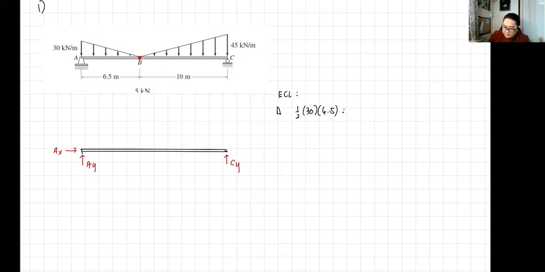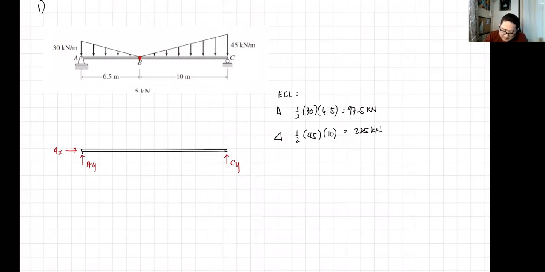We have a total of 0.5 times 30 times 6.5. So we have 97.5 kilonewton. Then for the second one, we have 1/2 times 45, and then its length is 10. So we have 225 kilonewton.